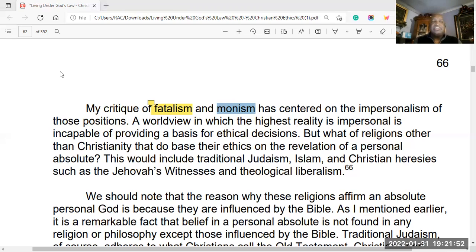Anyone, question, comment, or statement? Why did the Bible say that all liars will have their part in the lake of fire? Hellfire, burning with fire and brimstone.